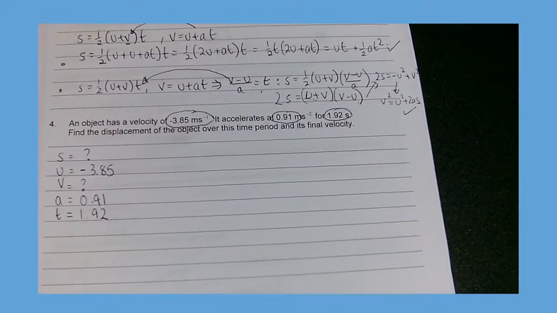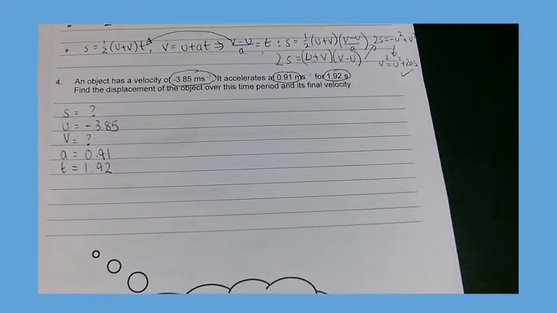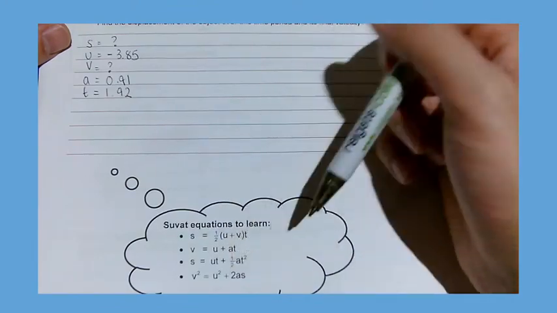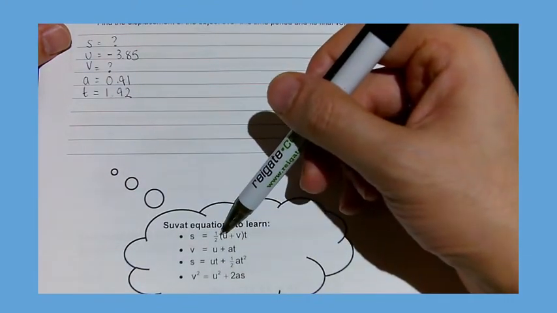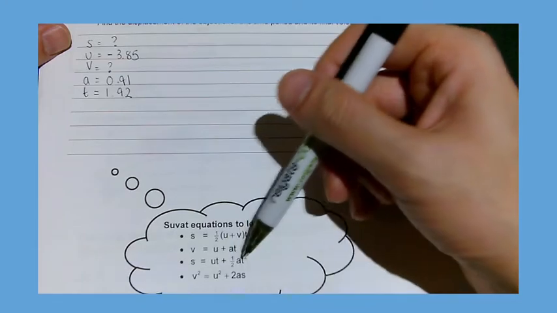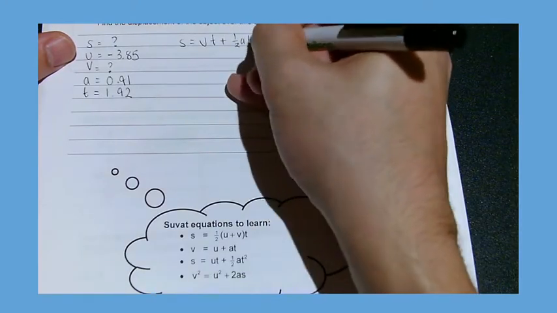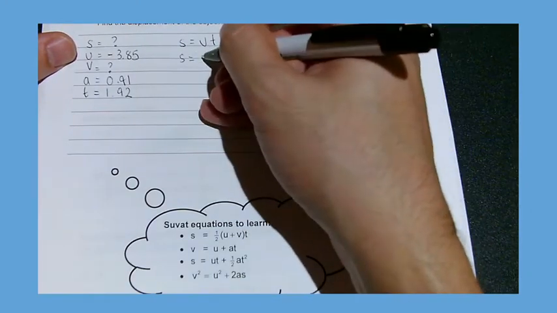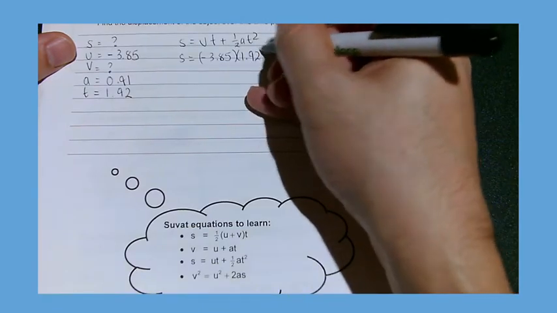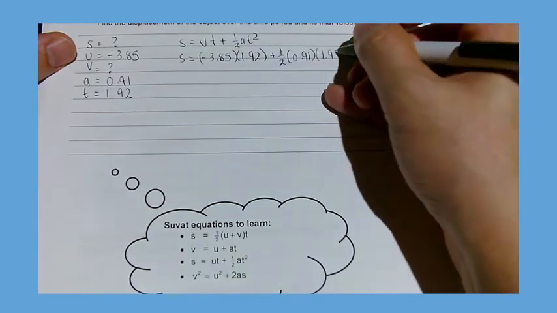So there's quite a bit here to do. First of all, are there any formulas that I could use? At the bottom of this page, we have the list of formulas that you need to know. The first thing we need to find is displacement, so it's got to be one of these two s equations. If I look at this one here, I don't have enough information because I don't have v, even though I've got u and t. However, I've got u, t and a, so I can use the second one. So s equals ut plus half at squared. So I've got minus 3.85 times 1.92 plus half times 0.91 times 1.92 squared.